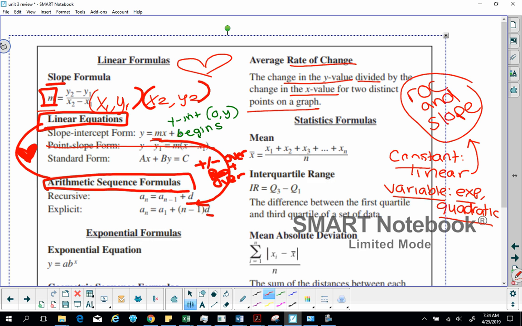So recursive is, remember, just like the rule. This a to the n minus 1 just means take the term before and add or subtract whatever the pattern is. This one right here is talking about A1. What's A1 mean? Anyone know what A1 is? It's a number term. What number term do you think it is?